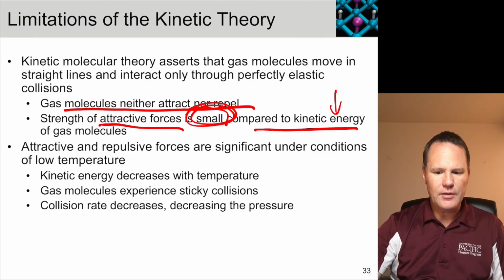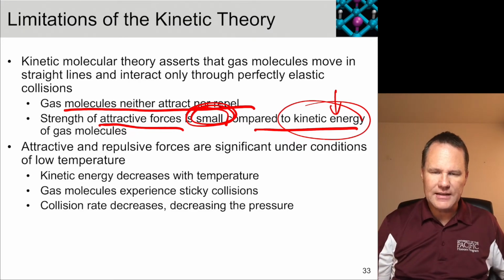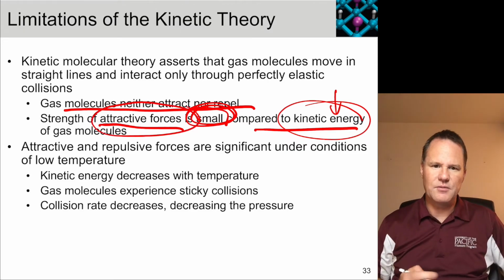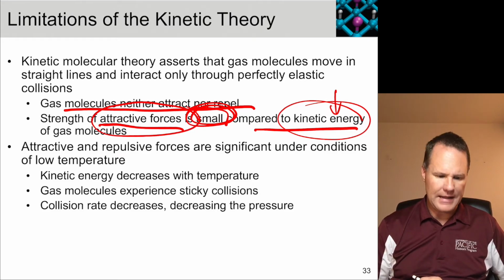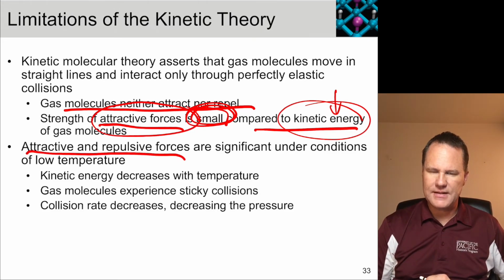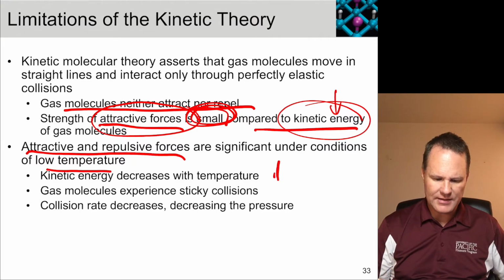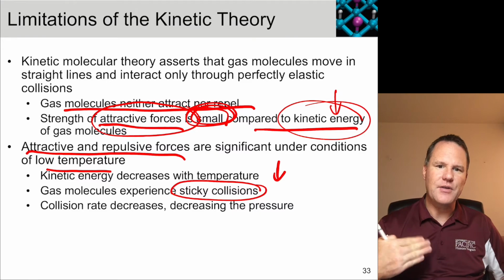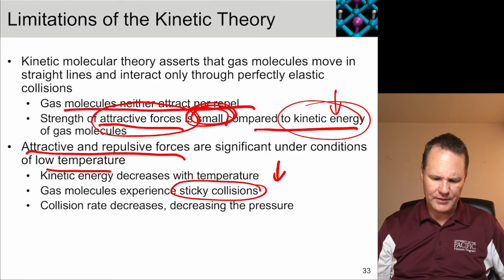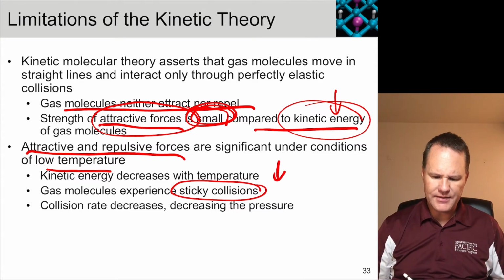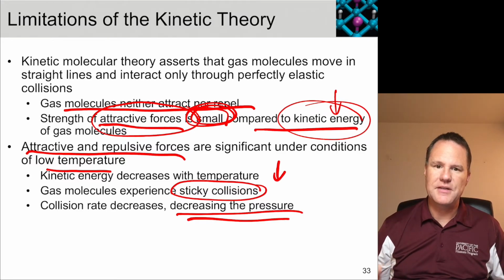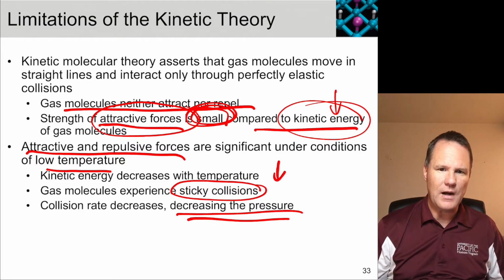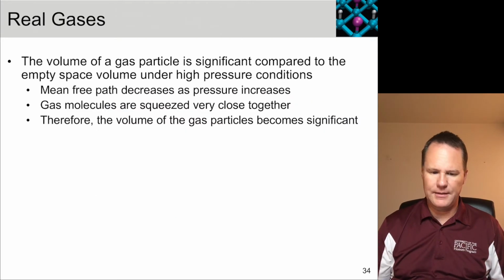The lower the temperature, the lower the average kinetic energies, and therefore, compared to that, these attractive forces will be more important. Okay, and so when are these attractive or repulsive forces significant? When we have low temperature, right? Because the kinetic energy increases with temperature, and so now we have sort of sticky collisions, right? Collisions where the attractive interaction is significant compared to their kinetic energies. And therefore, they will pull these gas molecules together, and that will decrease the pressure that they exert on the walls. Why? Because the other particles are pulling back on them.